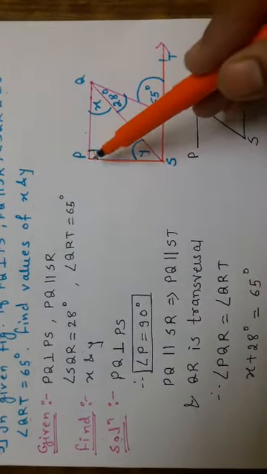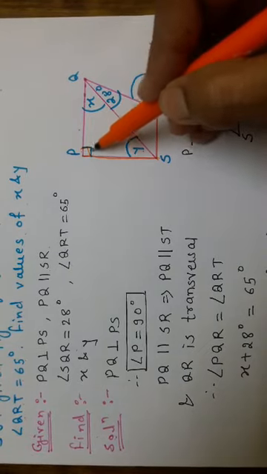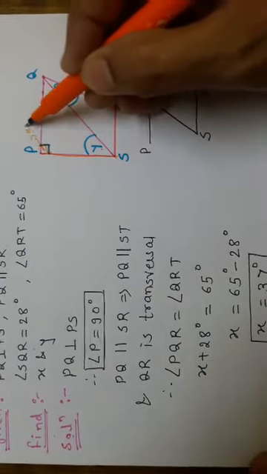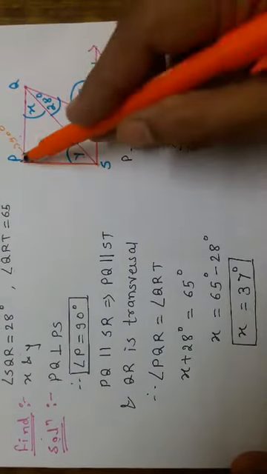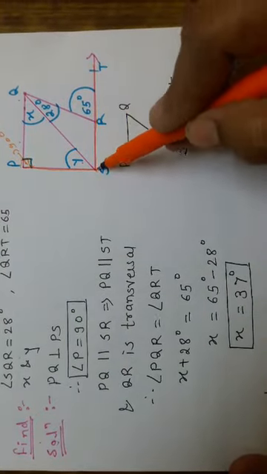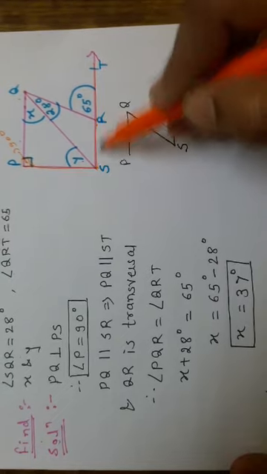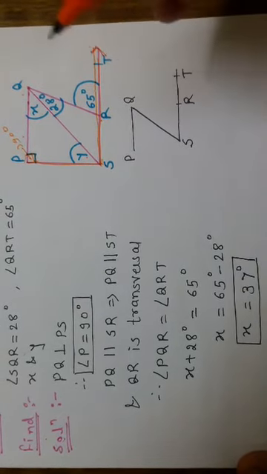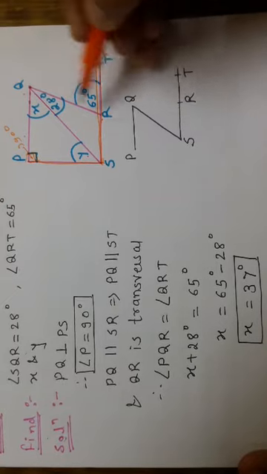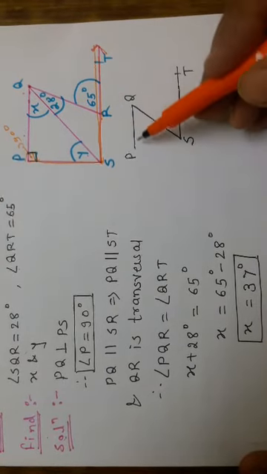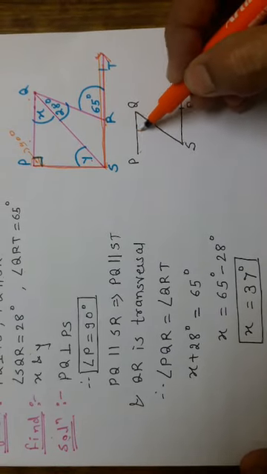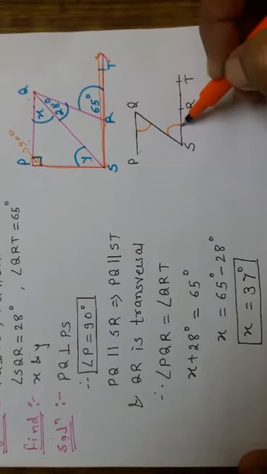Now PQ perpendicular to PS means this angle, that is angle P, is 90 degrees. Now PQ is parallel to SR. Parallel to SR means it is parallel to ST also. So when we say QR is a transversal, PQ parallel to ST, then this angle is equal to this.